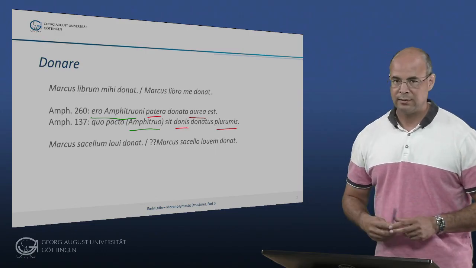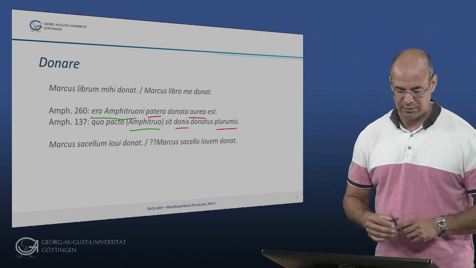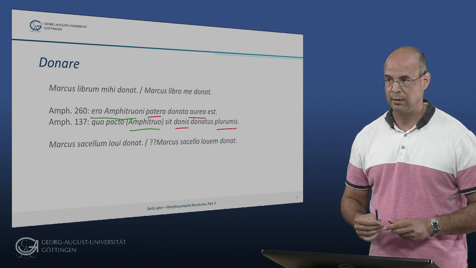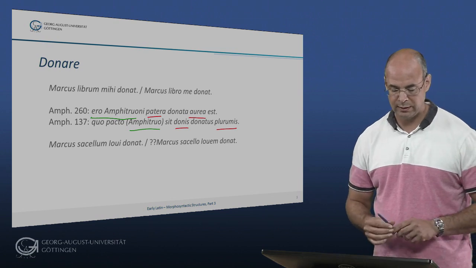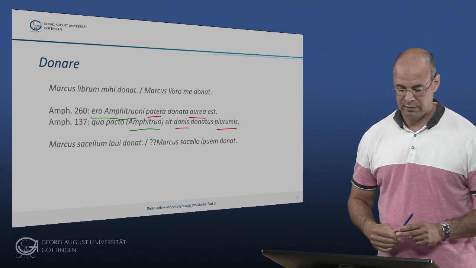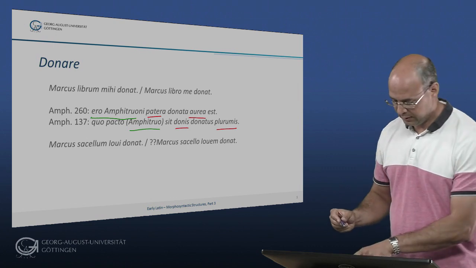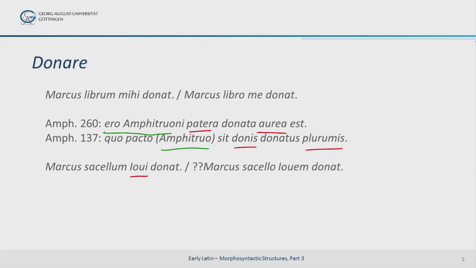Now the early Latin text corpus, of course, is limited, and so the pattern that I have mentioned, which we can see throughout Latin in classical and late Latin, is not attested for early Latin. You can say Marcus sacellum Jovi donat. Marcus is dedicating a shrine to Jupiter, where the deity is in the dative. But the construction where the deity is in the accusative is not attested and is presumably excluded.